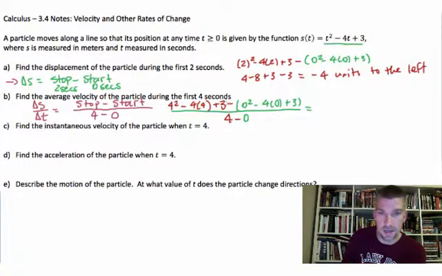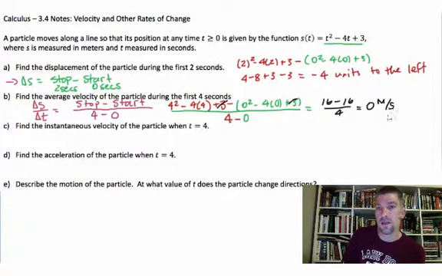And as it turns out, I know that my 3's go away because I've got a negative 3 here and a positive 3 here. That goes away, and I'm going to end up with 16 minus 16 over 4, which is a big fat 0. And what are we working with? Meters and seconds. So what's my average velocity? 0 meters per second.